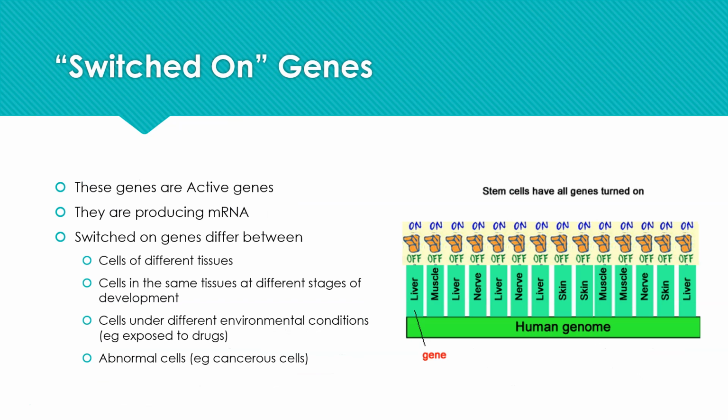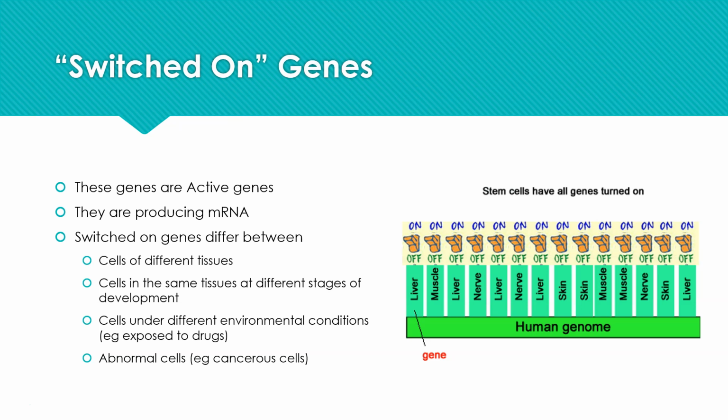So as we've said, switched on genes are active genes. They are being transcribed and translated. You are getting their protein product at the end. So switched on genes are being transcribed and are producing mRNA. You've got to remember that the genes that are switched on will be different between cells of different tissues. If they're in different tissues, they need different genes. But you'll also see differences in cells that are in the same tissue when they're at different stages of development.